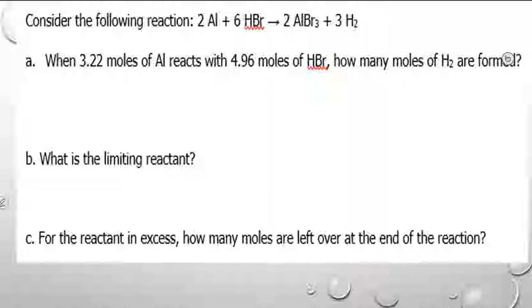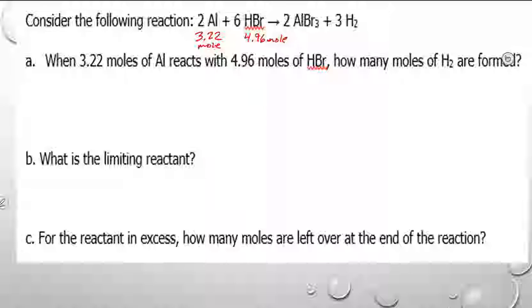It's nice when they give it to you in moles. So on this one right here, we can just right away say 3.22 moles of aluminum versus 4.96 moles of HBr. Now it's a 2 to 6 ratio, or a 1 to 3 ratio if you reduce it down. So for basically every 1 aluminum I need 3 bromines. Well, if I go 3 times what aluminum is, I'm going to be up in 9, right? So I'm just looking at which one I'm going to run out of first. It's already in moles, so I can do that. It looks like I'm going to run out of the HBr, right?